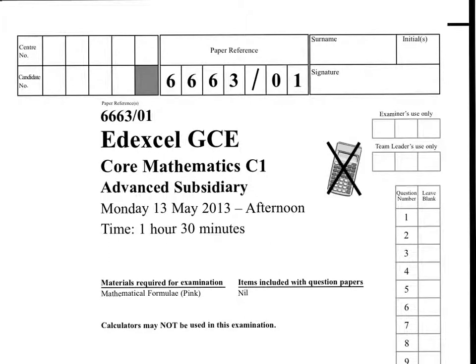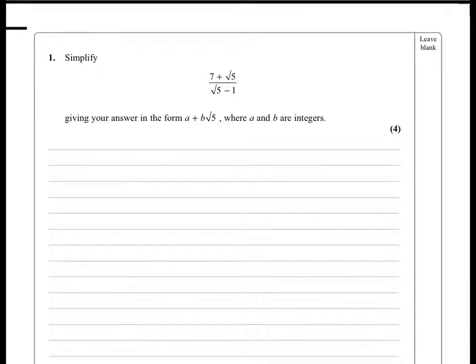So let's have a look at this May 2013 paper, so a couple of years ago now. This is the one that you did under exam conditions a few Fridays ago. You didn't all quite finish it, so it might be quite useful to go back and try and complete it after you've listened to what I've said with some of the questions. Okay, here's question one then.